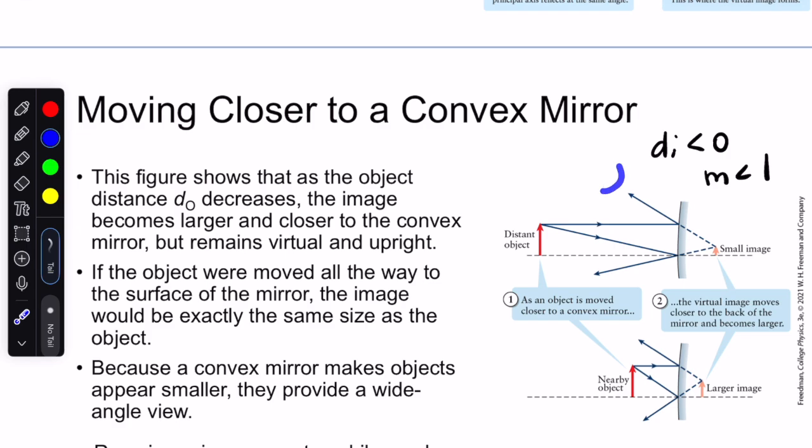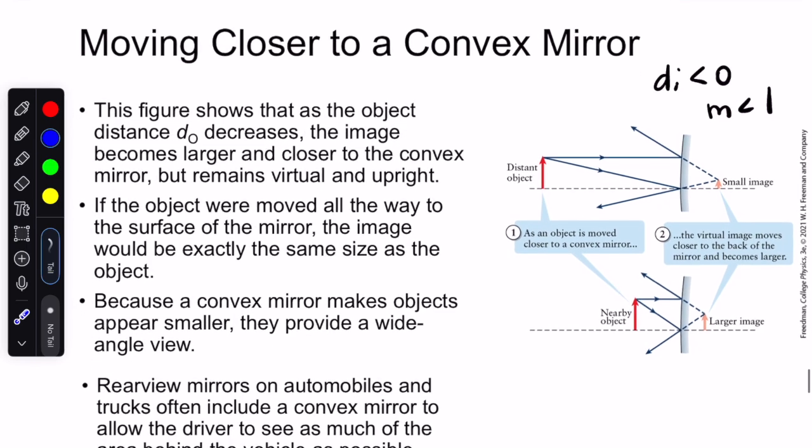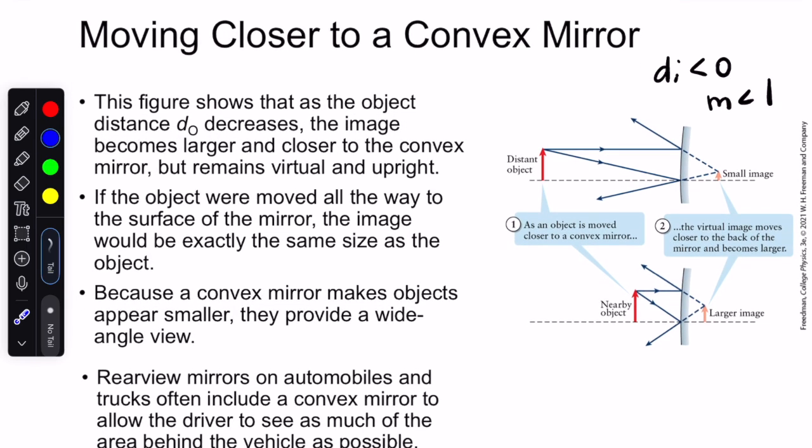Our eye is going to be looking at these rays and tracing them back to a point on the virtual side. And the farther away the object is, the smaller the image will be. If we move the object a little closer to the mirror, the light rays are still going to diverge, but they'll form a slightly larger image, but the image will still be smaller than the object. Convex mirrors always make objects appear smaller, and therefore they provide a wide angle view.